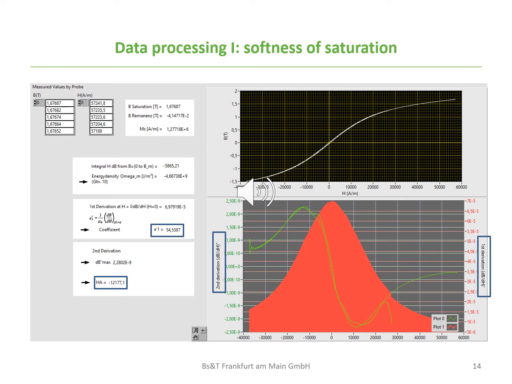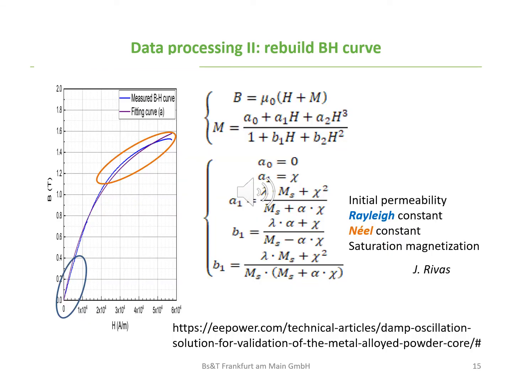For the differential permeability, you see there are two local maxima, and this is the point which is approaching saturation, and the size of the Gauss distribution reflects the anisotropy distribution, and it gives you the chance to articulate the softness of the saturation. So with those parameters, you can rebuild the BH loop.